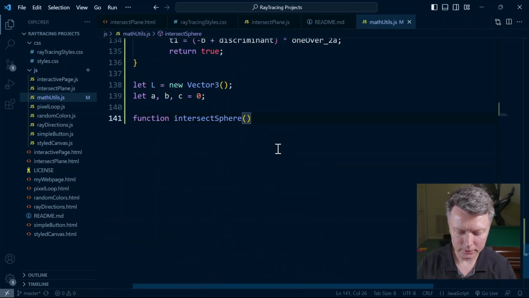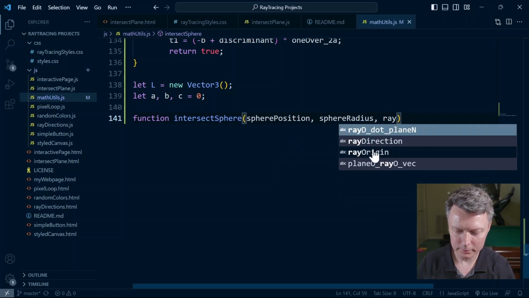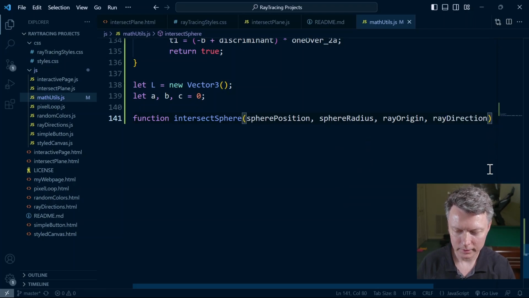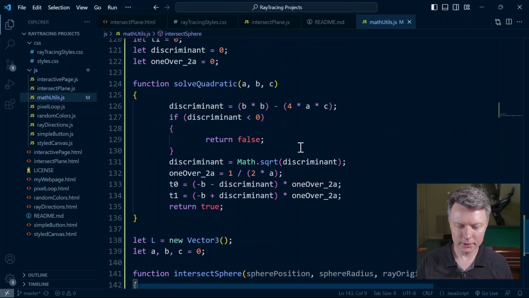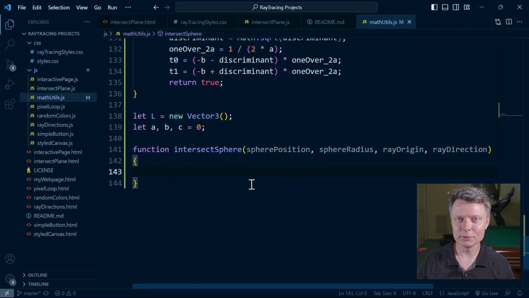So let's name the first parameter sphere position, comma, and then sphere radius, comma, and then our ray origin, and those should pop up. So ray origin, comma, ray direction. And then hit enter, and opening curly brace, it'll close it for you, and then hit enter. I forgot to mention this on the last function that we did, but these appear gray until you actually use them inside the function. That's a nice little VS Code feature that will tell you if you've used all your parameters or not. Hopefully all these will turn white as we start using them inside this function.